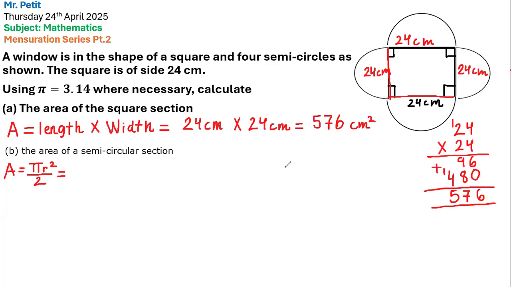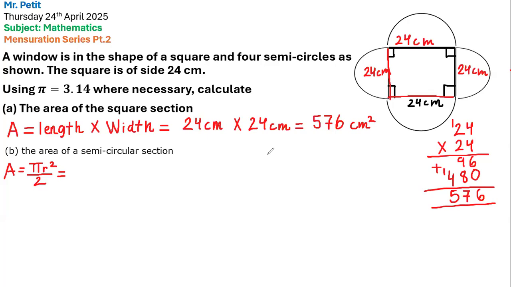The formula. Pi r squared. What's the formula for the semicircle, Lionel? Pi r squared divided by what? 2. Divided by 2. So let's say it by itself. What's the formula for the area of a semicircle? Say it again. Pi r squared divided by 2. Very good.